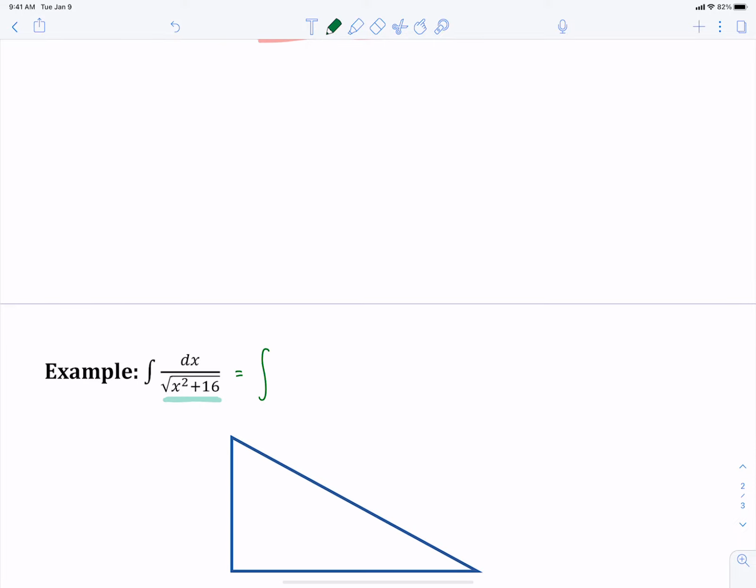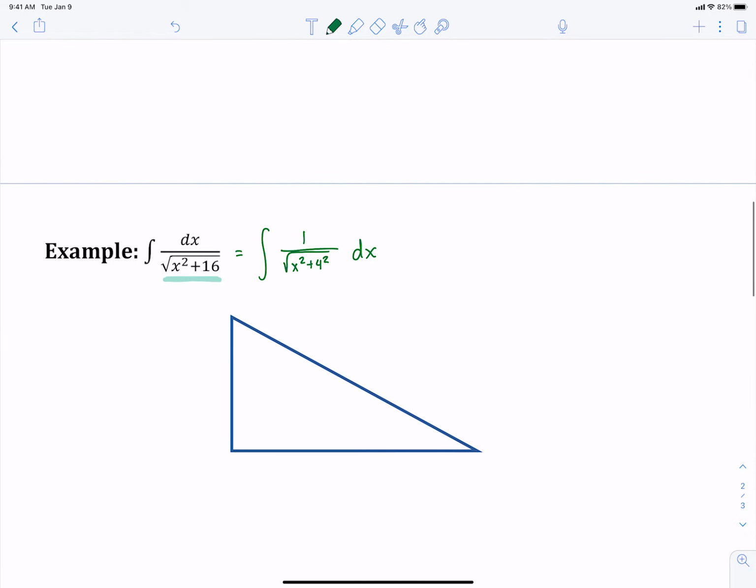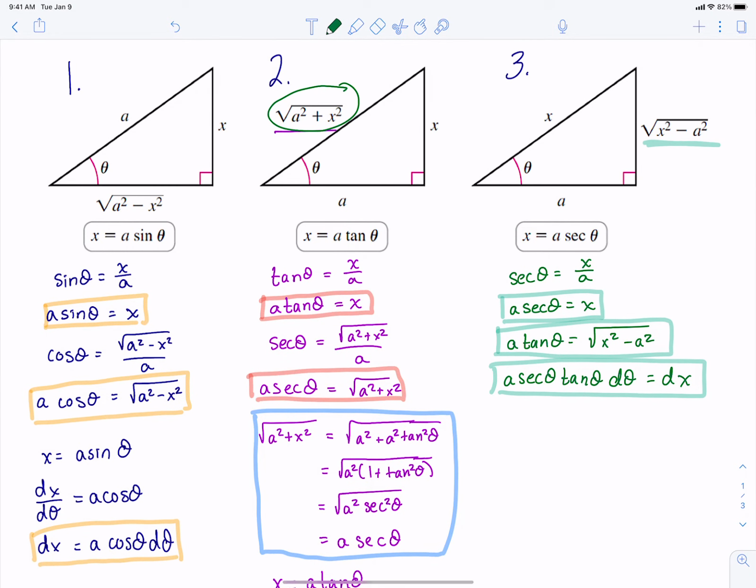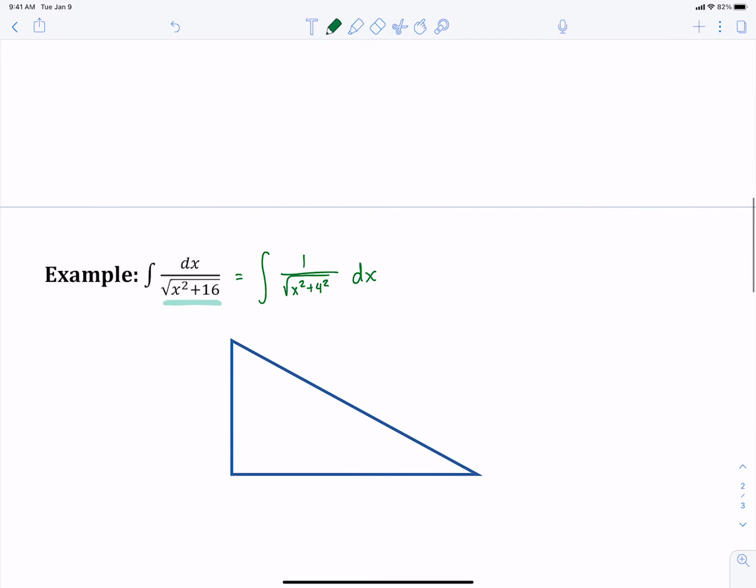And if you want, you can rewrite this as 1 over the square root of x squared plus 4 squared dx. That can help remind us what each piece is here. When we have our two numbers added under that square root, that's going to be our hypotenuse. So here's our angle, theta. Our hypotenuse is going to be the square root of x squared plus 4 squared, our opposite side is going to be x, and our adjacent side is going to be a. And in this case, a is 4.